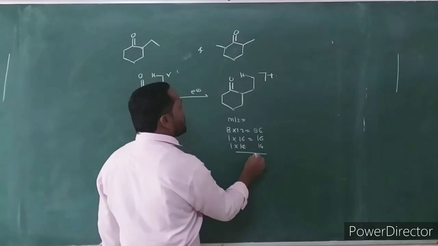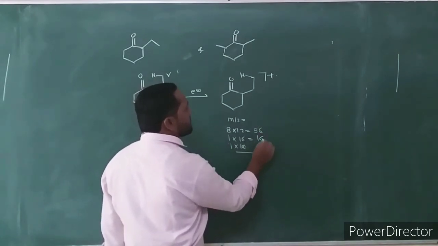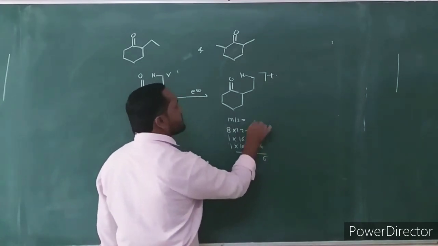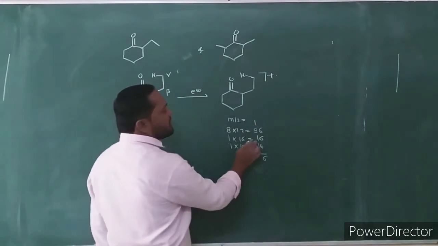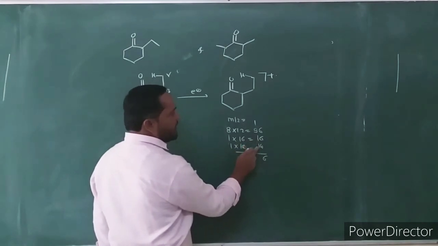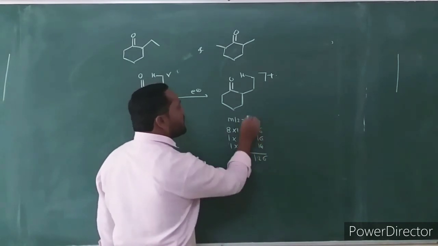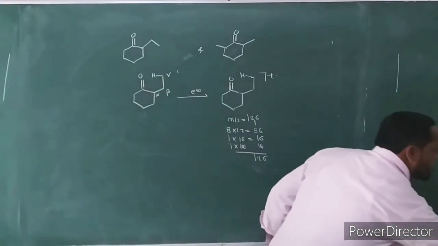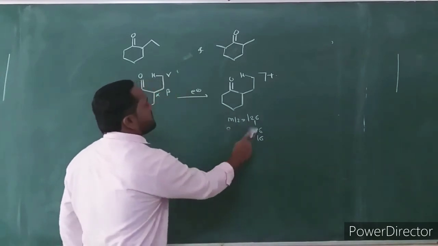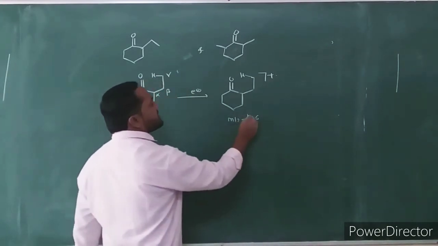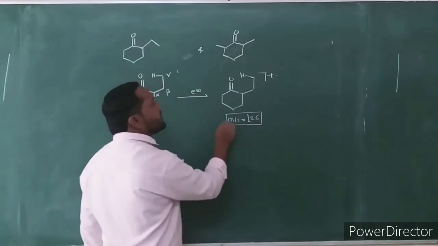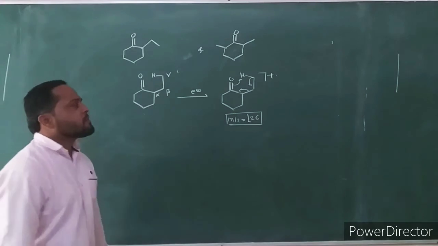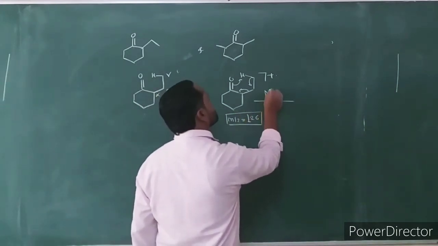Then what is the mass of this molecular ion? Adding up, the molecular ion has mass to charge ratio 126. Since it has a gamma hydrogen, it undergoes McLafferty fragmentation.